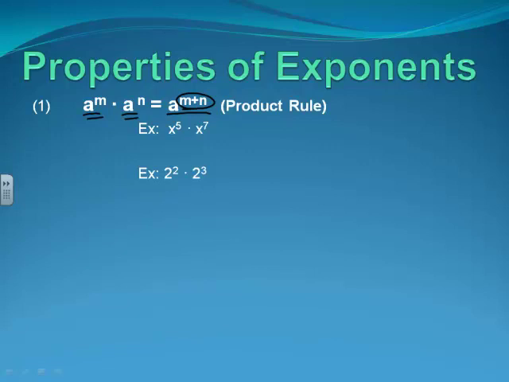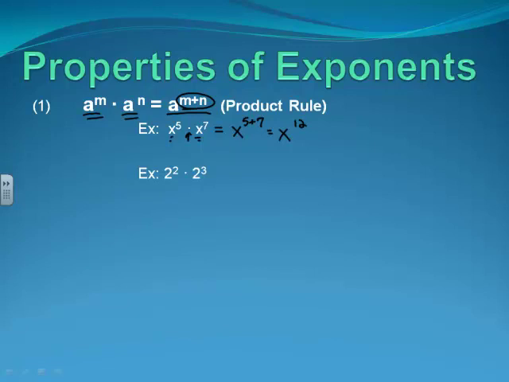The important thing to know is you've got to have the same base in order to use this property. So our first example here, x to the 5th times x to the 7th, we have the same base and it's multiplication, so we can write that as a single base by adding the exponents together, and our simplified expression then would be x to the 5 plus 7 power, or 5 plus 7 is 12, x to the 12th.